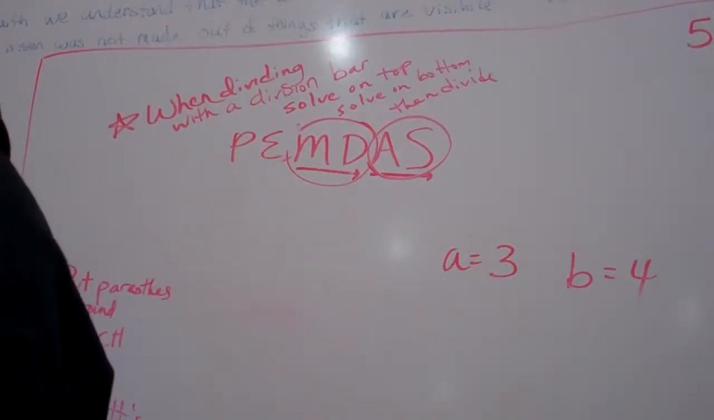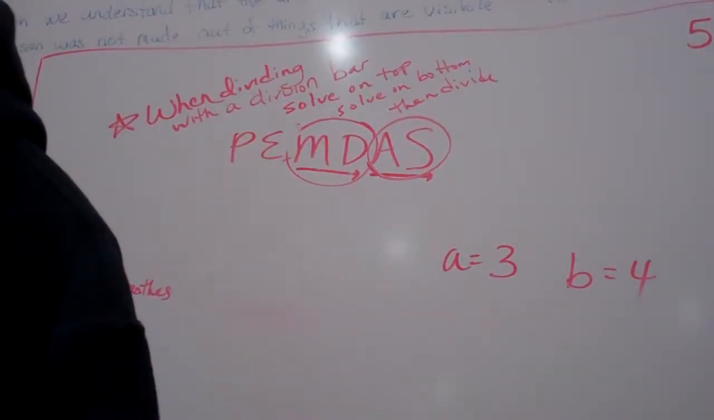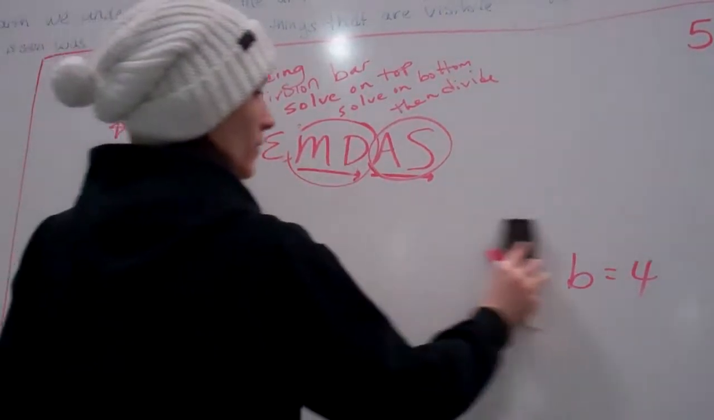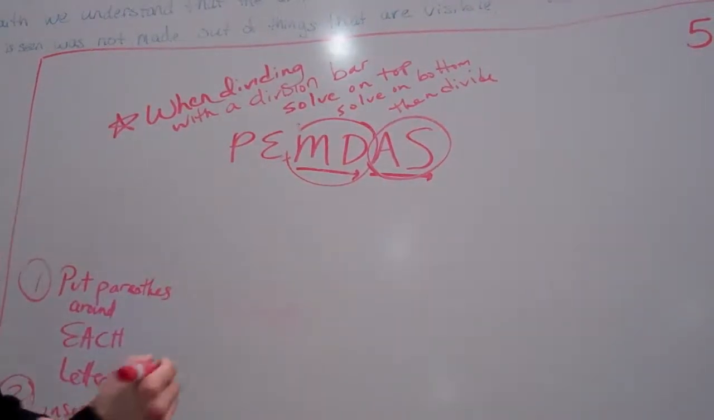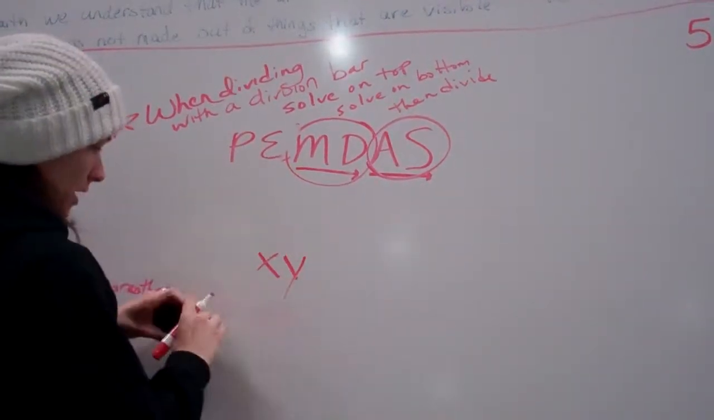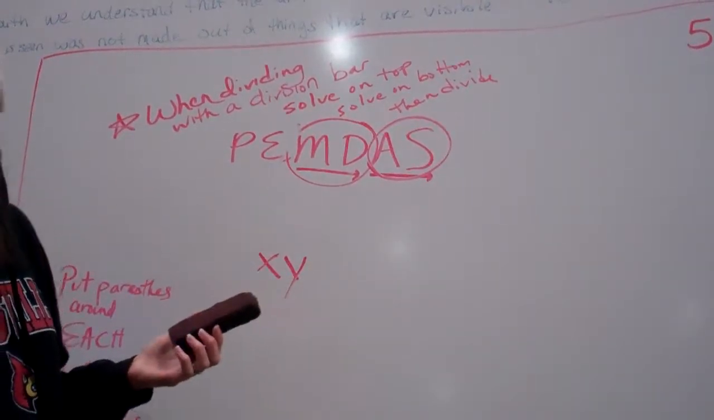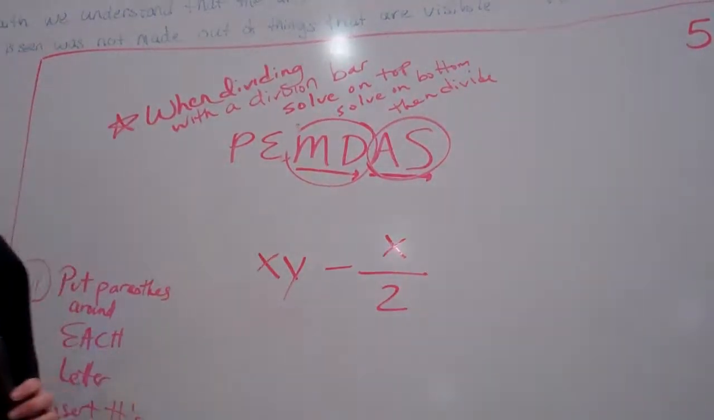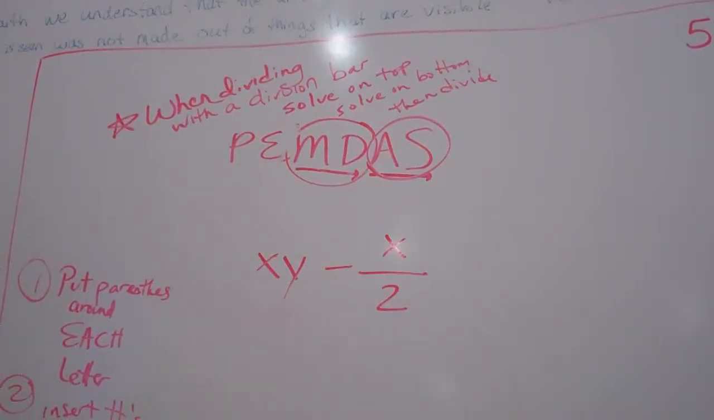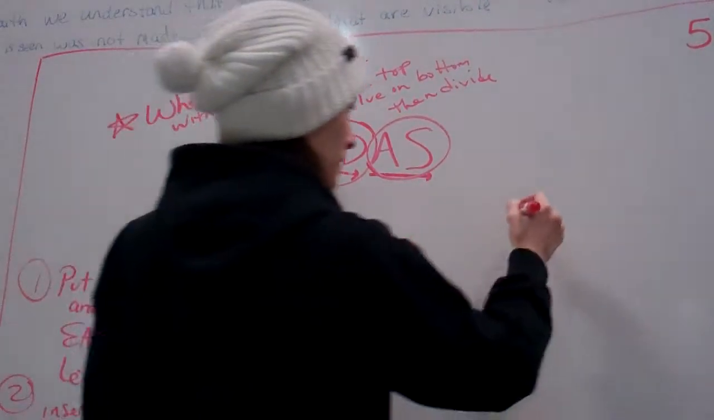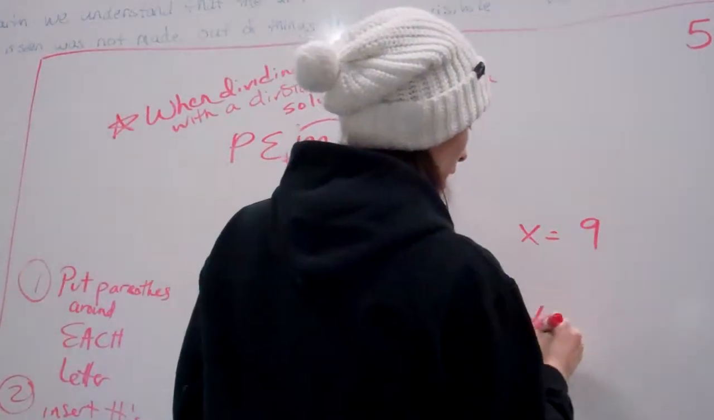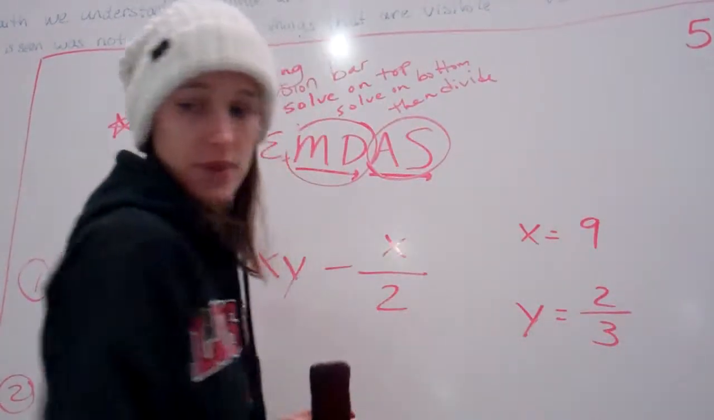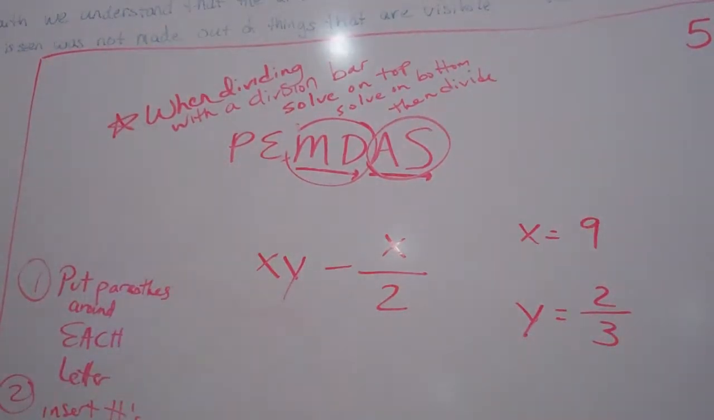All right, let's try this next one. It's a little bit harder. Okay, this is what it says. X, Y, it can be any letters combination. X divided by 2. Okay, X is 9, and Y is 2/3. That's where it kind of gets hard.